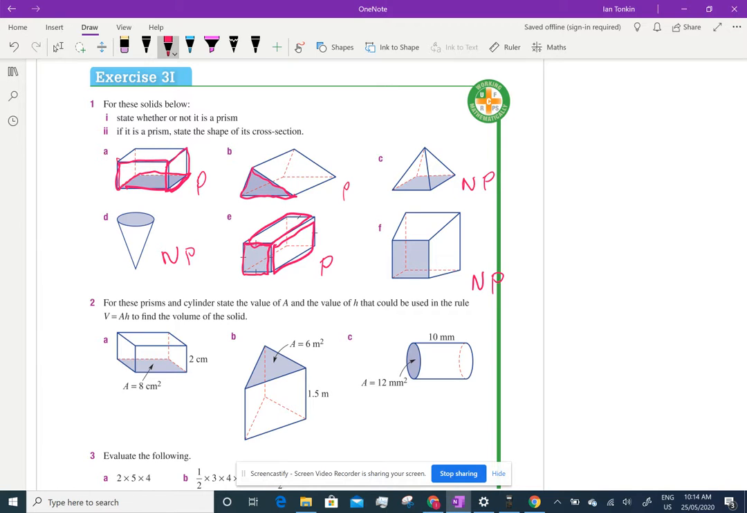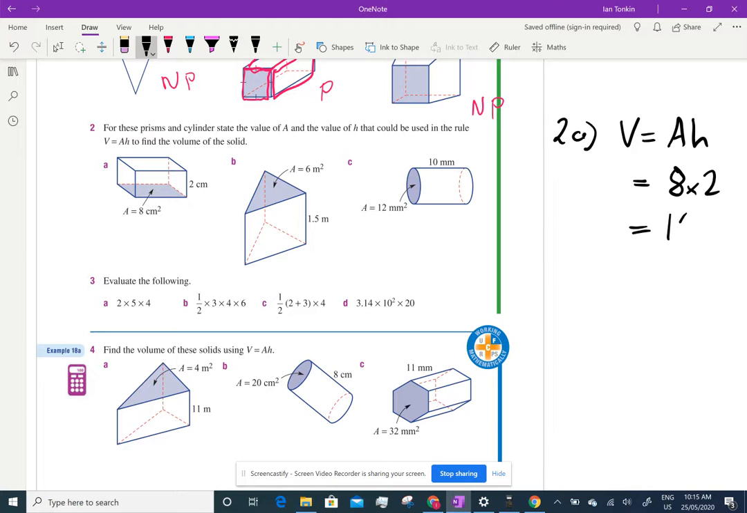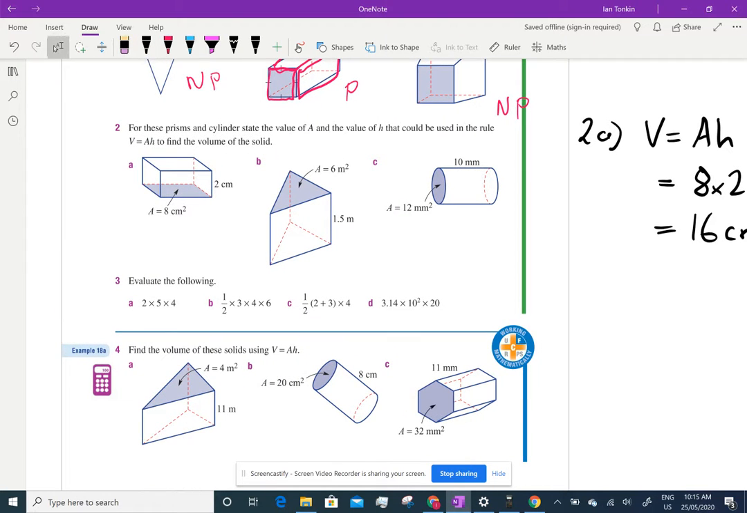Now, okay, find the volume of these shapes. You're only meant to do A and B. They're lucky, they've already given you the area. So for question 2A, these are really easy. Volume equals A times H. The area is 8 and the height is 2. So it's 8 times 2 is 16. And remember, we're using cubic units, so centimetres cubed. All right? I'll let you do B.